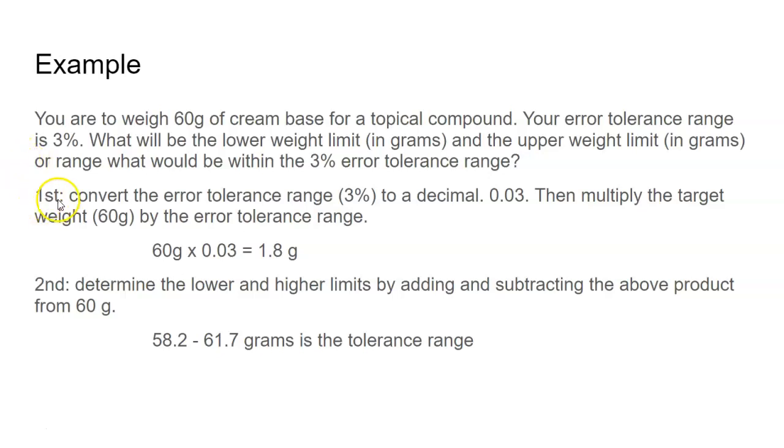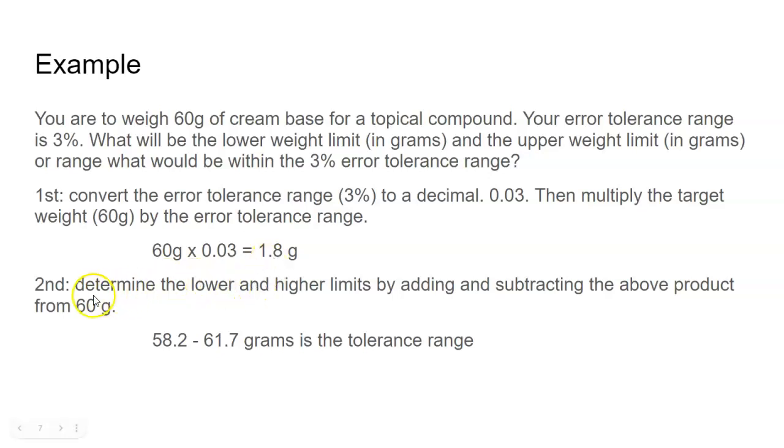Okay, so the first thing you want to do is convert your error tolerance range of 3% to a decimal. So 3% as a decimal is 0.03. Then multiply that target weight by the error tolerance range. Your target weight was 60 grams. So 60 times 0.03 gives us 1.8 grams. So that is our plus or minus range, plus or minus 1.8.